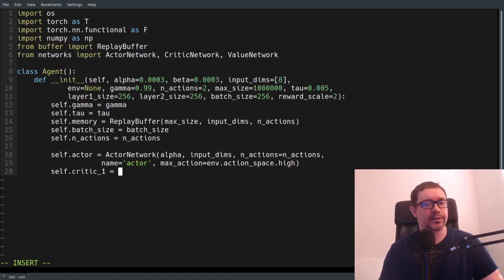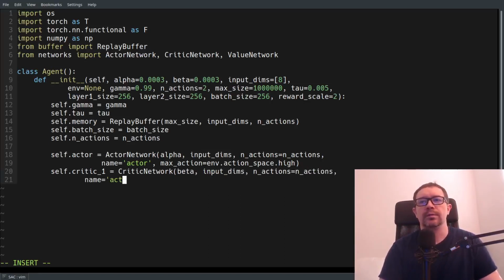Next, we're going to use 2 critics. So I said there's a critic network, but in reality there are 2, and we're going to take the minimum of the evaluation of the state for those 2 networks in the calculation of our loss function for the value and actor networks, I believe. So we have critic 1, and that is a critic network that takes beta, input dims, and n actions equals n actions, name equals critic 1. And that doesn't need a max action. Similarly for critic 2.